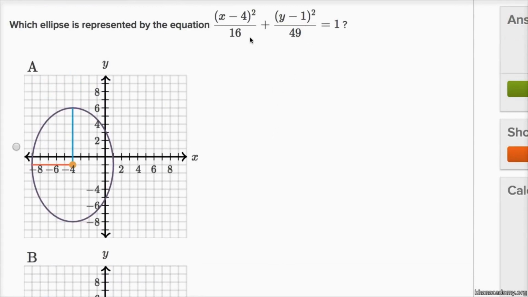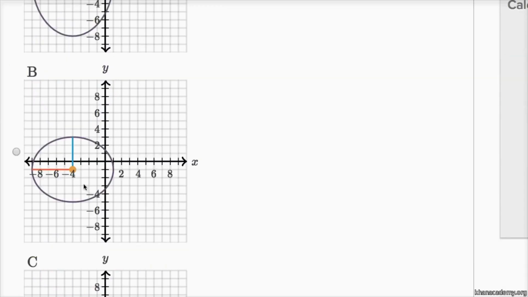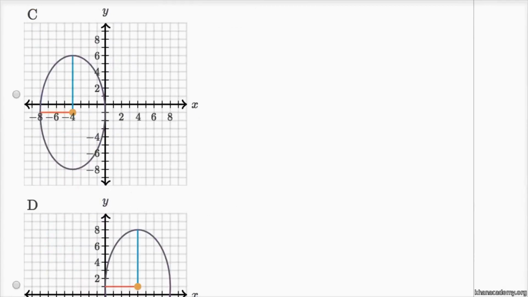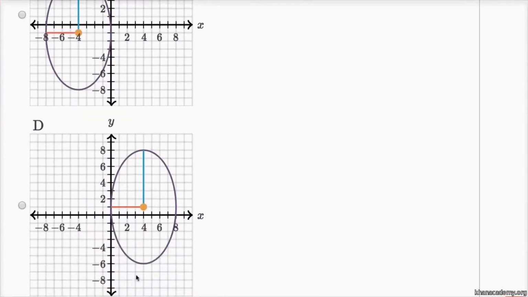How do I know that? Well, the equation of the ellipse is going to be x minus the x coordinate for the center squared over the horizontal radius squared, plus y minus the y coordinate of the center squared over the vertical radius squared. So the center is going to be 4, 1. So the center here is not 4, 1. The center over here is not 4, 1. The only choice that has a center at 4, 1 is this one over here. So we already know this is the choice without even looking at the horizontal and the vertical radius.